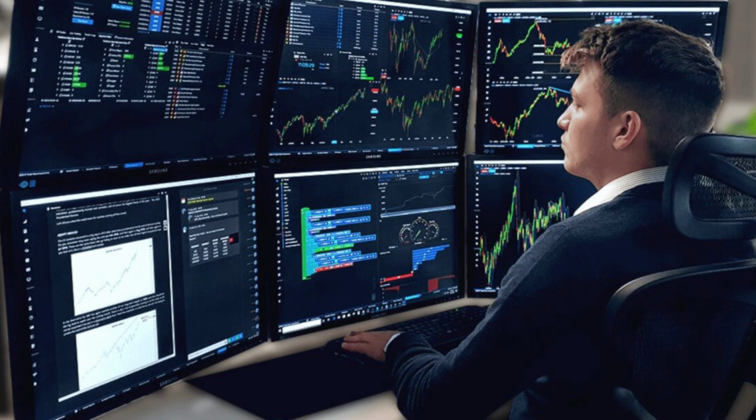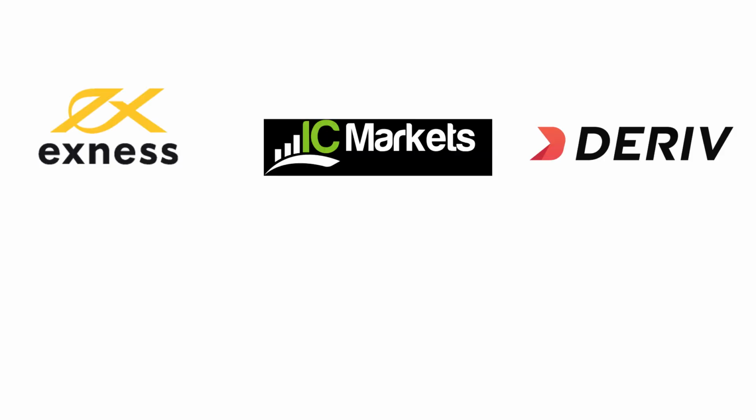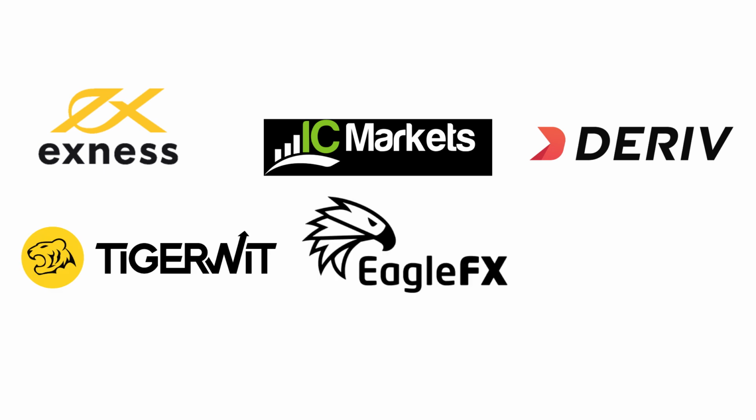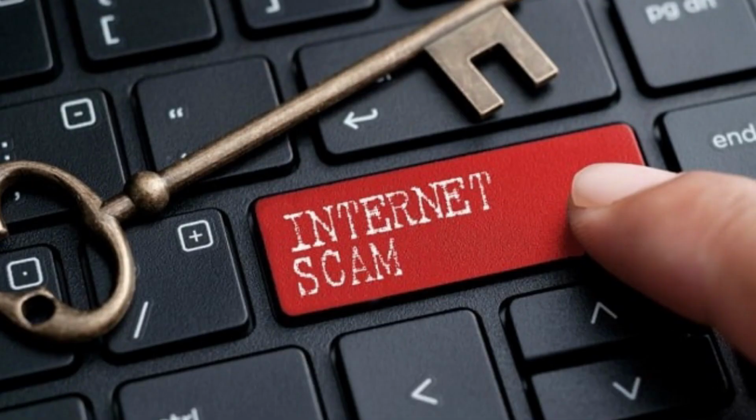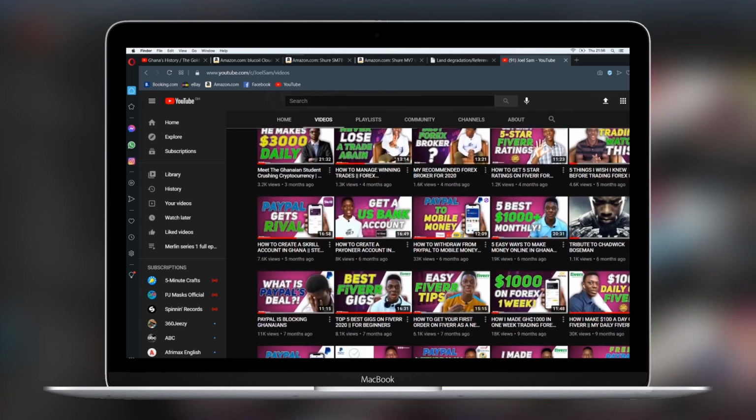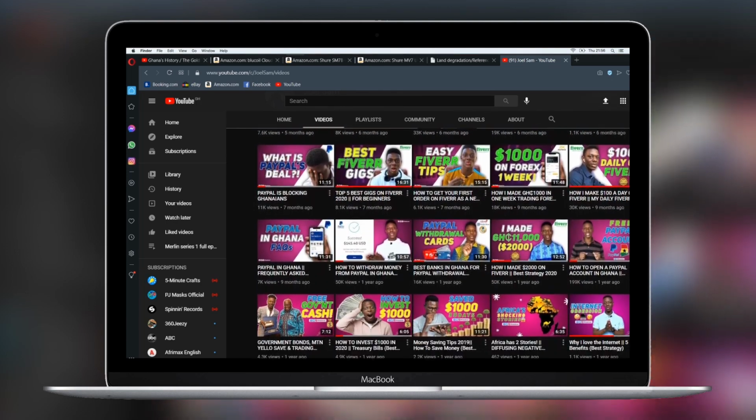And these are the brokers, the forex brokers. Now, examples of forex brokers we have are Xness, IC Markets, Deriv, Tigerwit, Eagle FX, and what have you. Now, in the forex space, there are a lot of scam companies out there, so sometimes it can be hard to tell who is a genuine broker and who is a fake broker.